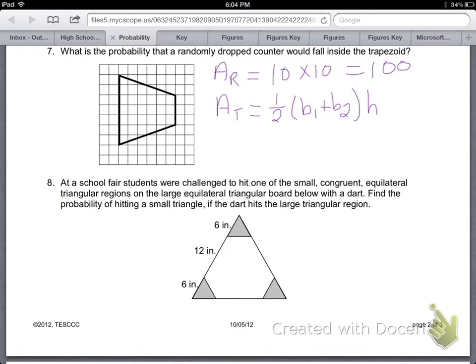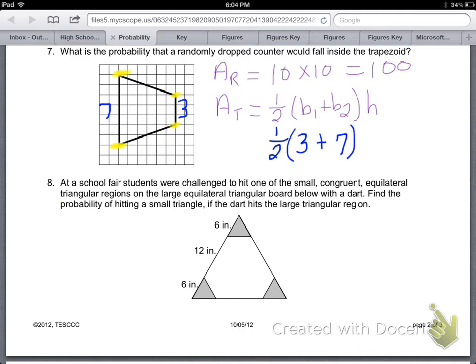Lucky for us, the bases are easy to count right here. They're straight up and down. So it is from here to here, which is 3. So it's 1/2 times 3 plus, from right here to right there, you count it and it should give you 7. This is 3, and this is 7.